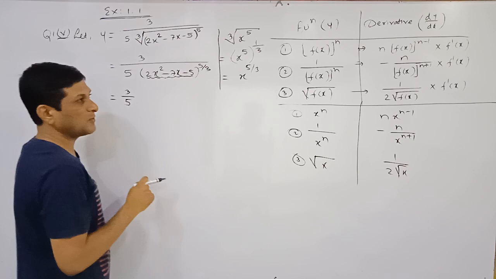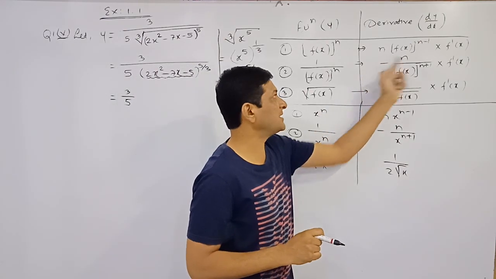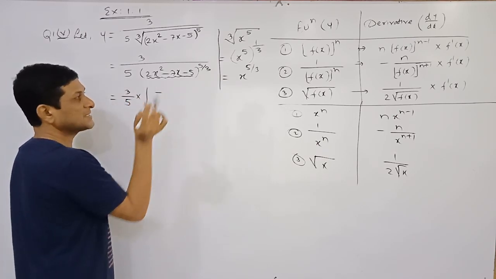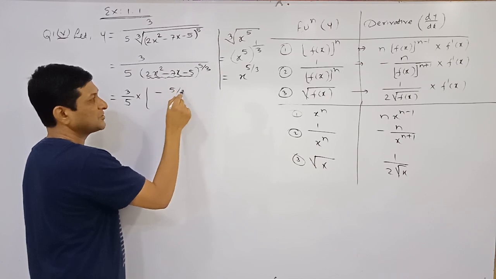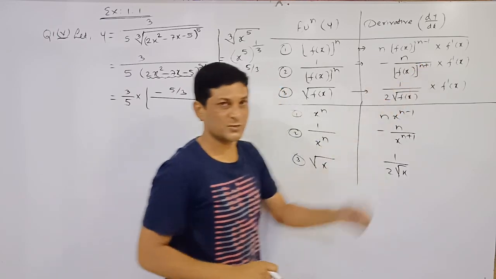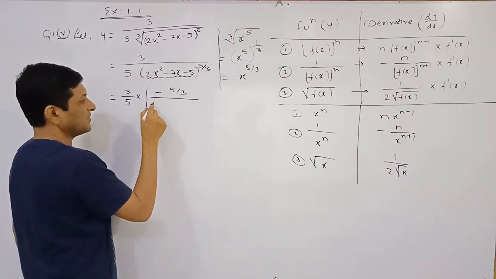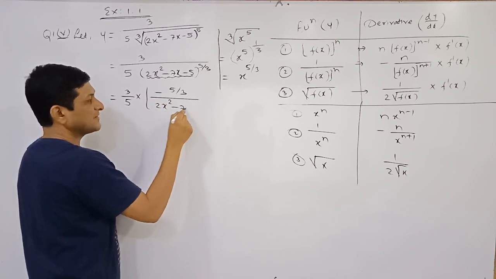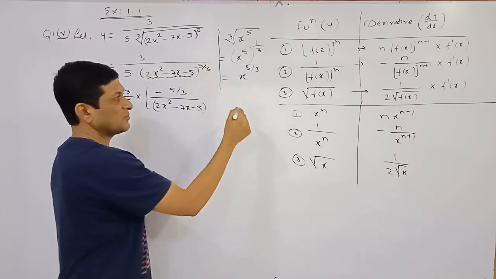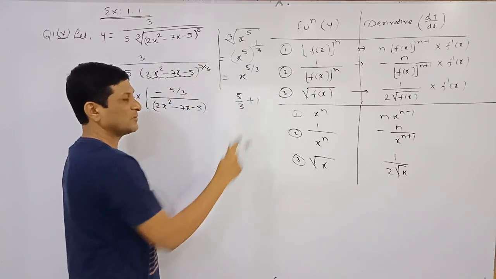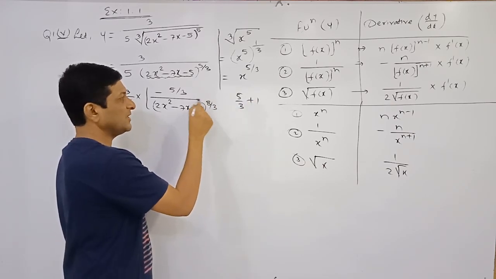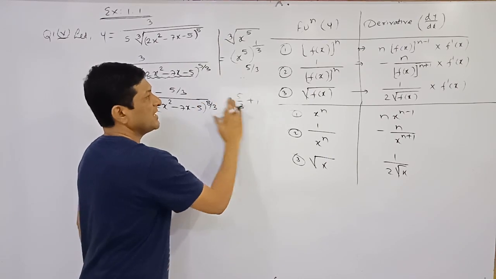According to the second formula, what will we get in the numerator? We will get minus n, where n is nothing but this power. So its differentiation will be equal to minus n, and n is 5 by 3, divided by f of x raised to power n plus 1. What is your f of x? This whole term is f of x, that is 2x square minus 7x minus 5. According to this formula, we increase the power by 1. At this time the power is 5 by 3 plus 1, so 3 ones are 3, 3 plus 5 is 8. So the addition will be 8 by 3, into the derivative of f of x.